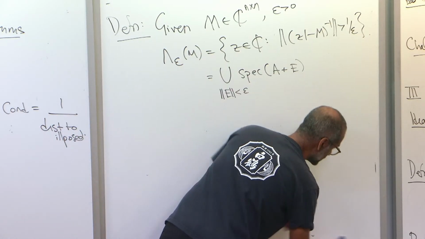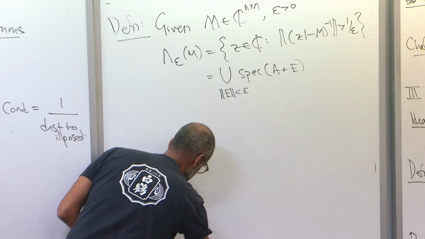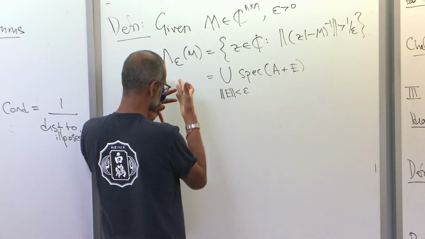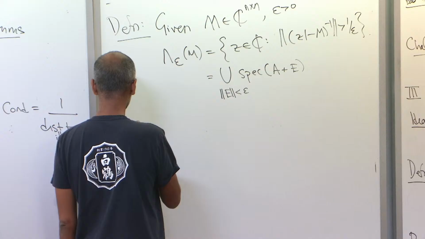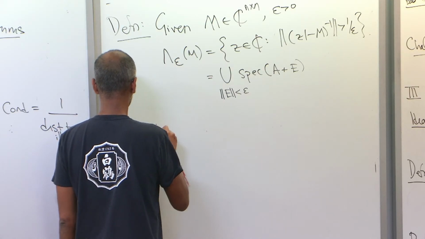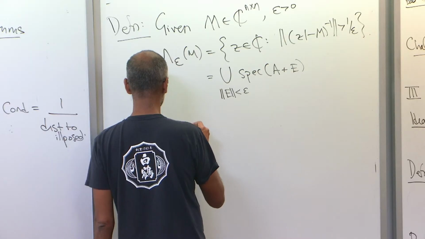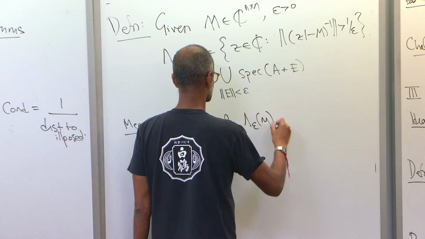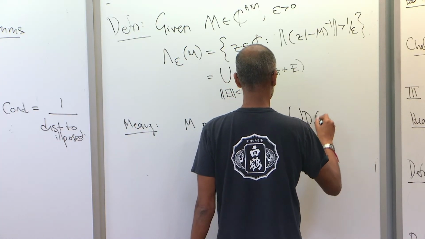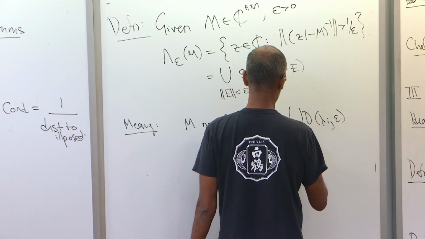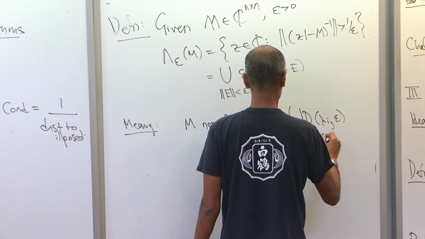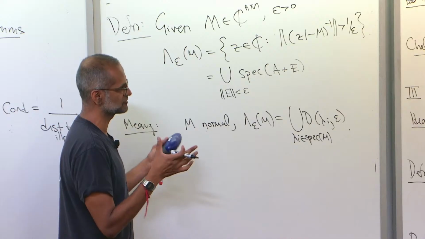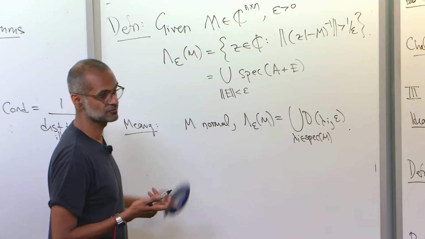So here I've written two numbers that measure non-normality in some way. The pseudospectrum gives a more complete picture. It's a family of sets in the complex plane. And the meaning of this definition is seen by looking at two extreme examples. If you have M a normal matrix, then the pseudospectrum is just a union of disks in the plane of radius epsilon. So normal matrices have the smallest possible pseudospectrum. You can see it can never be smaller than this.